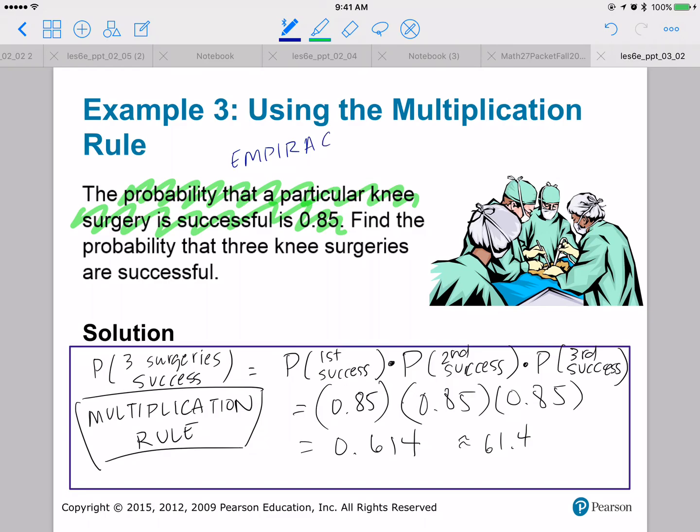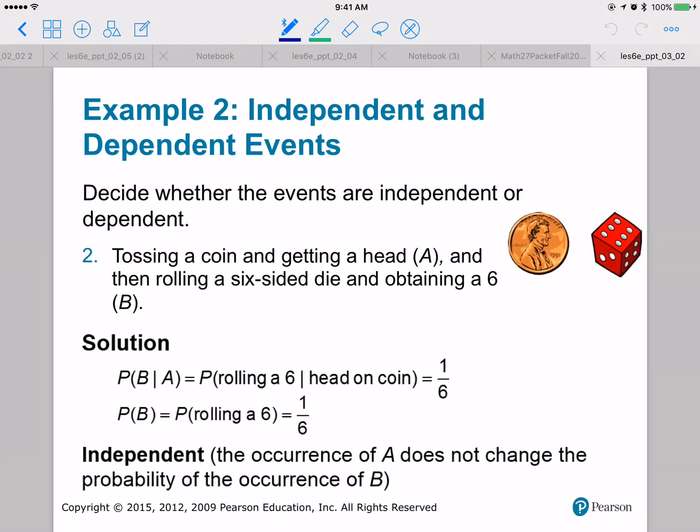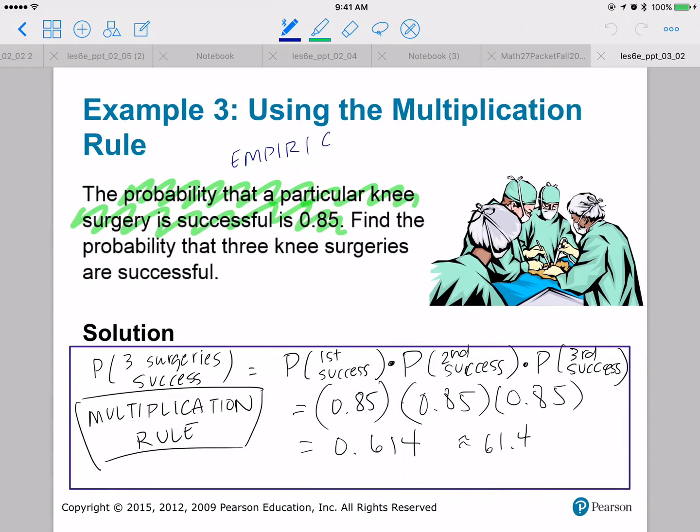I can't spell empirical. Empirical, I believe. Let me just make sure. Oh, no, it's on another slide. Let me see. How do I spell empirical? I believe it's empirical. Empirical probability.